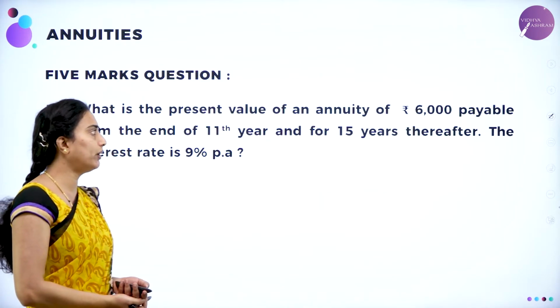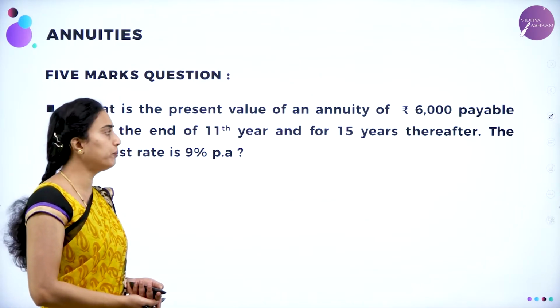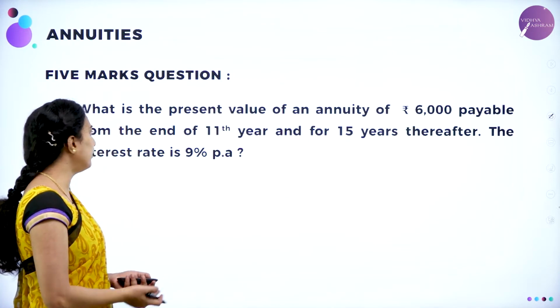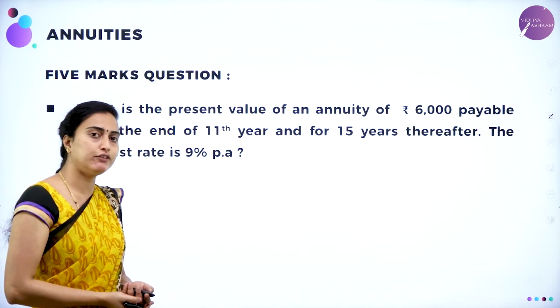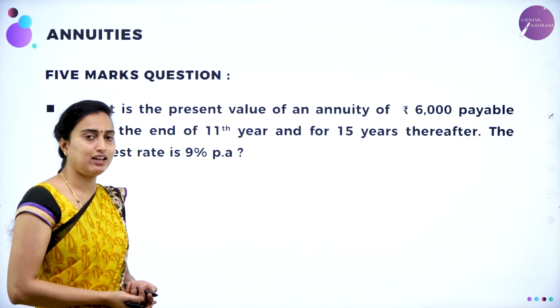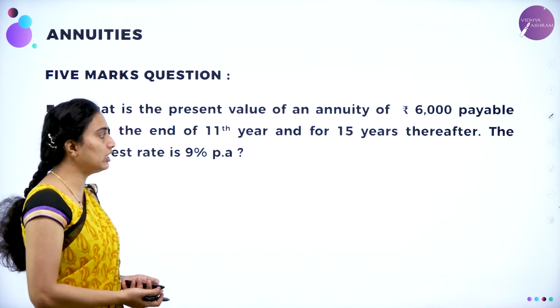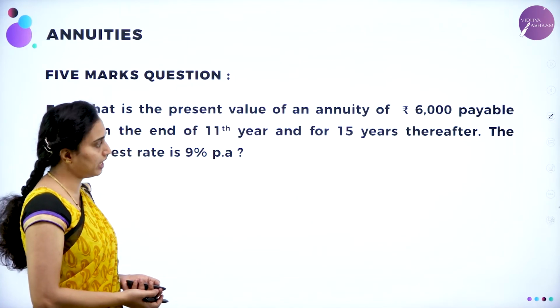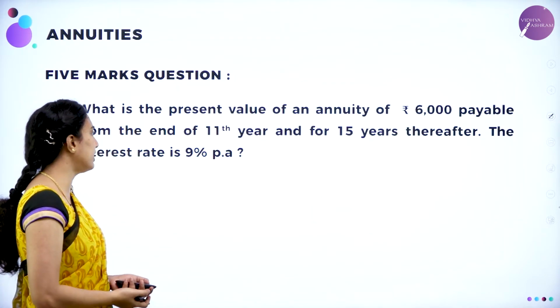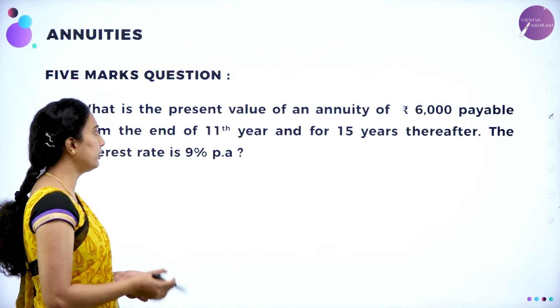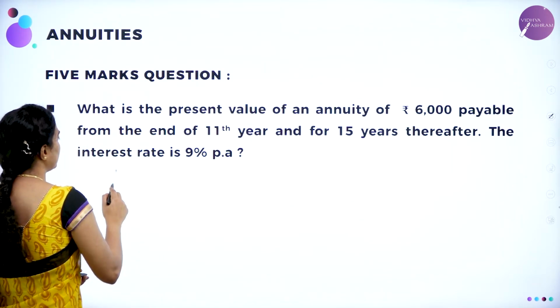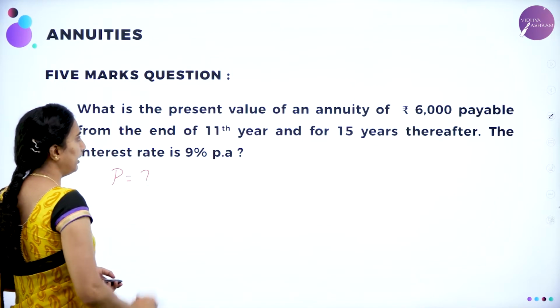What is the present value of an annuity of rupees 6,000 payable from the end of the 11th year? From the end of the 11th year means the deferred annuity is 10. And for 15 years, that is n is equal to 15 years, thereafter the interest rate is 9% per annum. So here we need to find out the present value of the annuity.